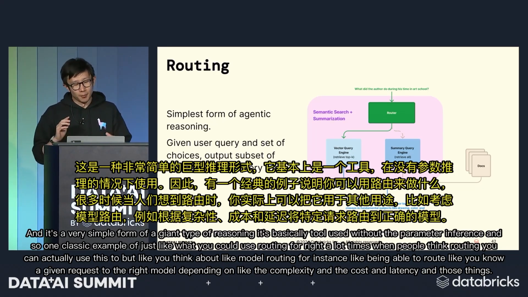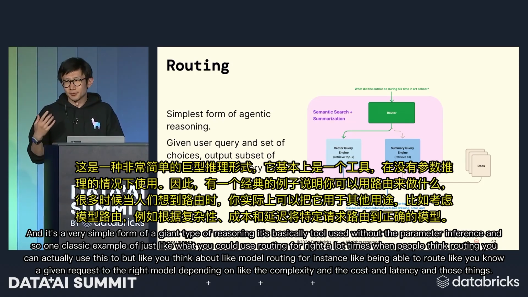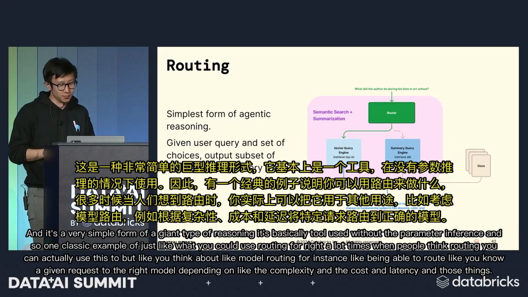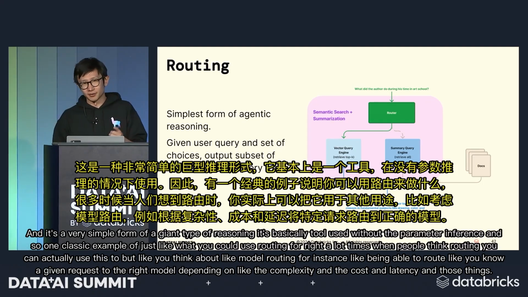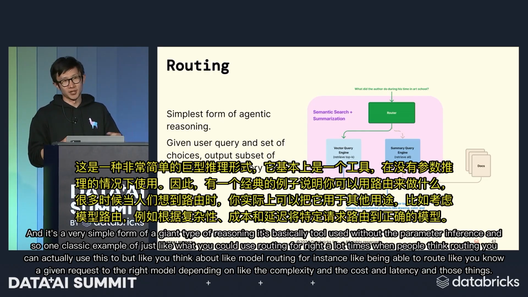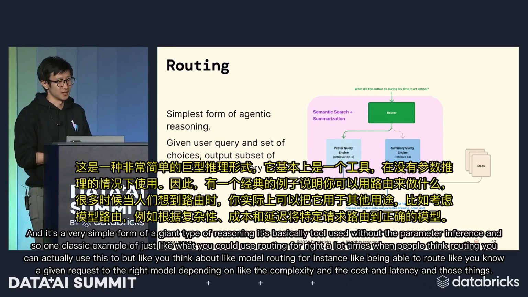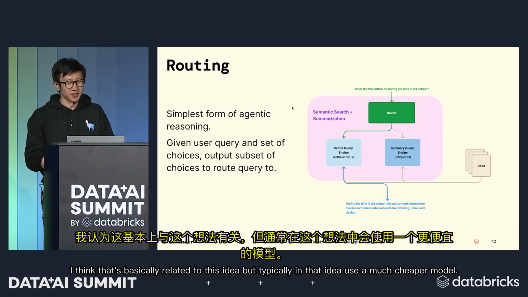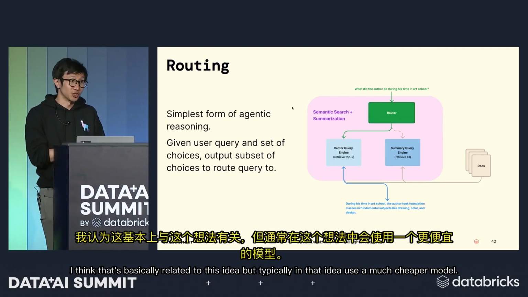And so one classic example of what you could use routing for, a lot of times when people think routing, you think about model routing, for instance, being able to route a given request to the right model depending on the complexity and the cost and latency and those things. I think that's basically related to this idea, but typically in that case, you use a much cheaper model.